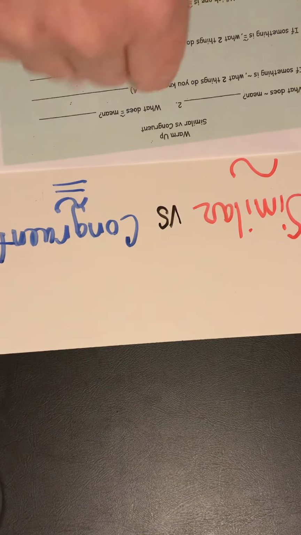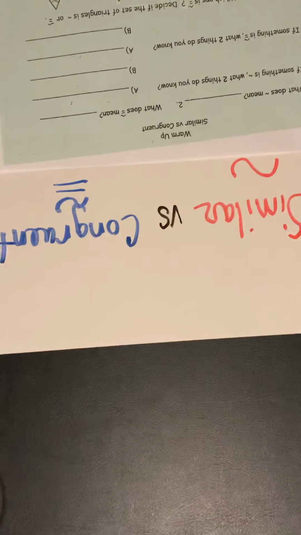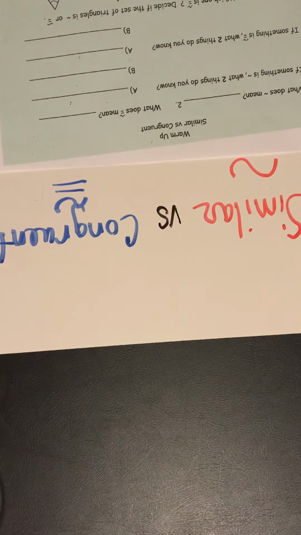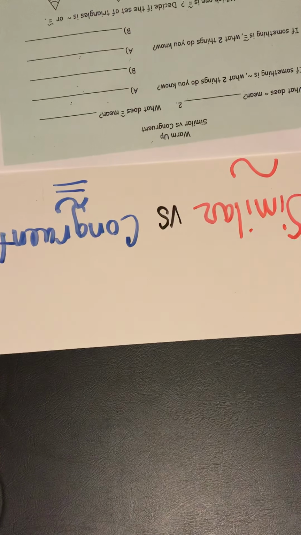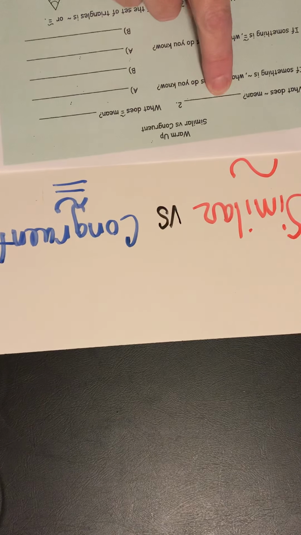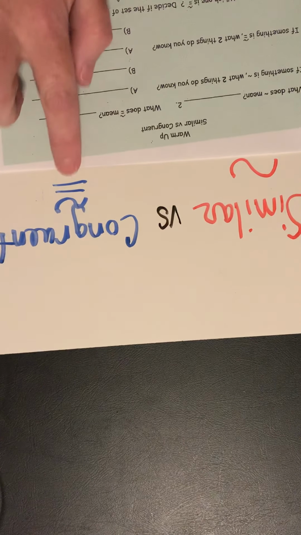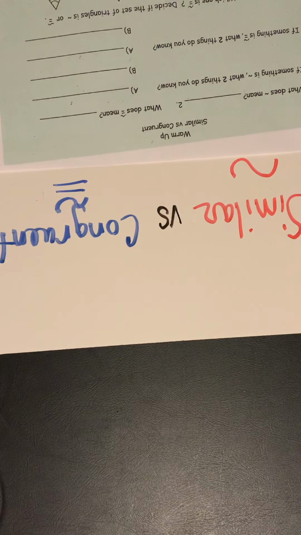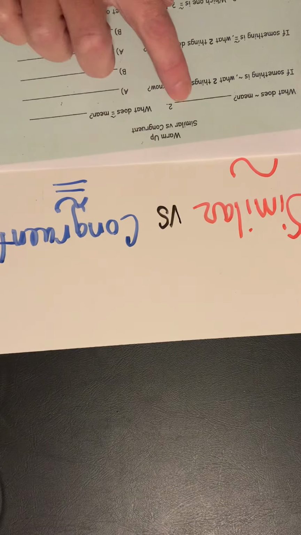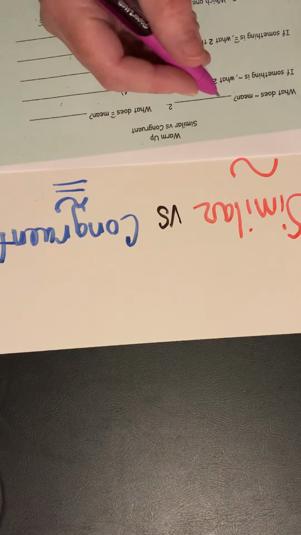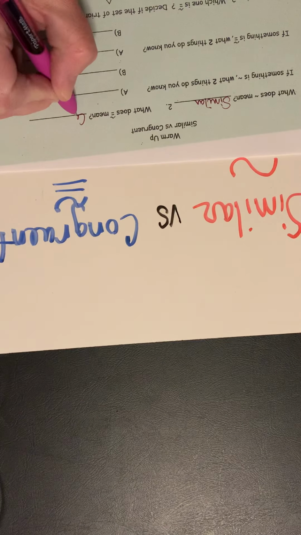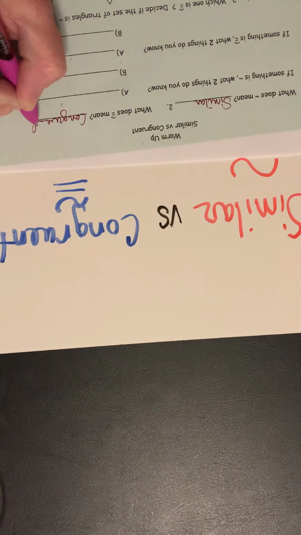Similar, the one squiggle, and congruent with the squiggle and the equal sign. So what does it mean when you have the squiggle? It means similar. That's what you fill in for number one. And then what does it mean with the equal sign and the squiggle? It means congruent. That's number one. We have similar and congruent.